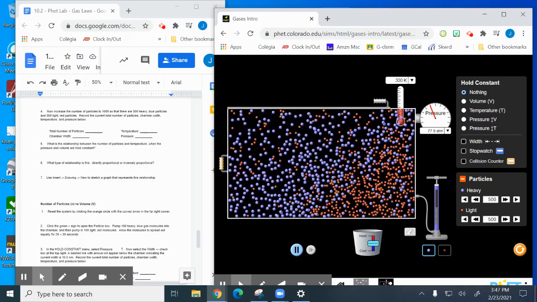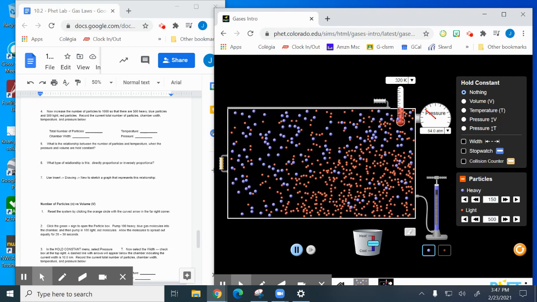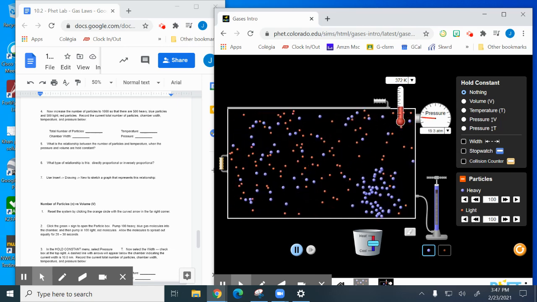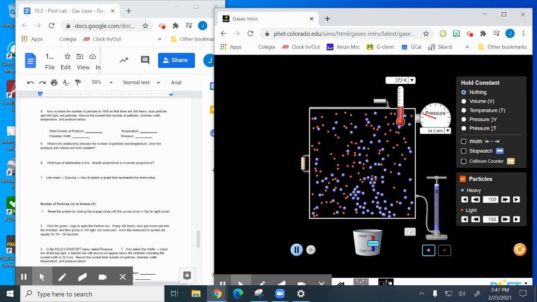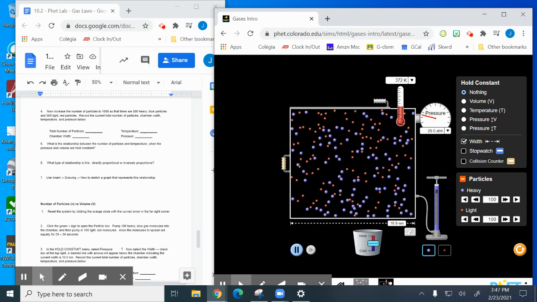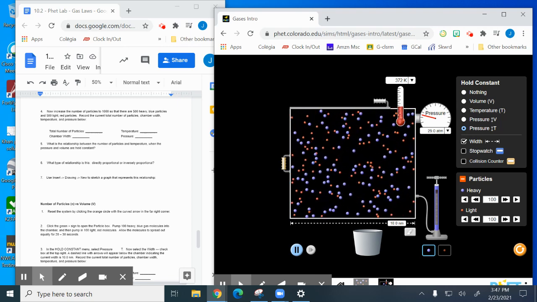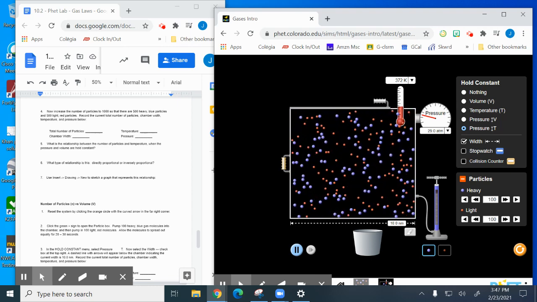Oh, we were supposed to hold the volume constant. Okay, so let's go back down to 100 of each, and we'll take that volume back down to 10. Let me see the width so I get it right. Okay, so we're going to click this one, and that says pressure and allow the temperature to change. So we're going to hold the volume constant also.